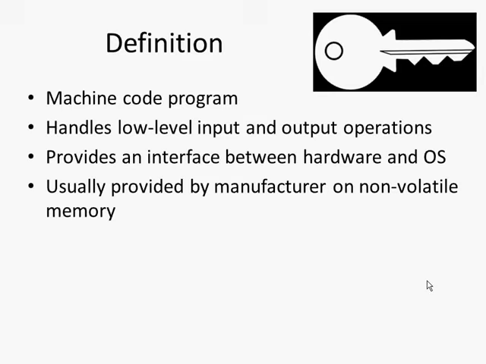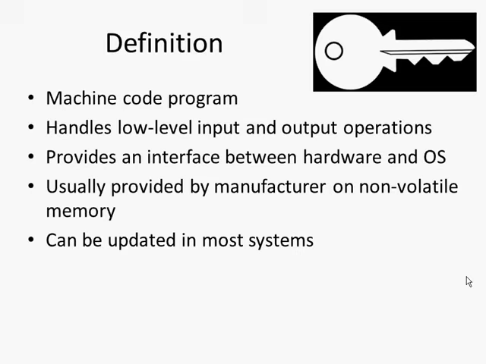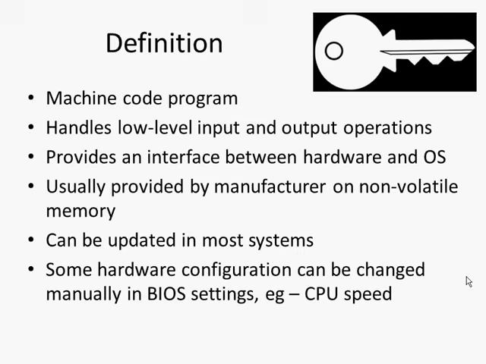It's usually provided by the manufacturer on non-volatile memory. We've certainly covered that. And we say it's provided by the manufacturer because it usually comes with a motherboard when you purchase that motherboard, when you purchase your computer. We know that it can be updated in most systems, and when we say updated, we don't just mean settings can be changed, we also mean that the actual software, that user interface that you see, can be changed as well and upgraded to a newer version. And we know that some hardware configuration can be changed manually in BIOS settings, such as the processor speed.